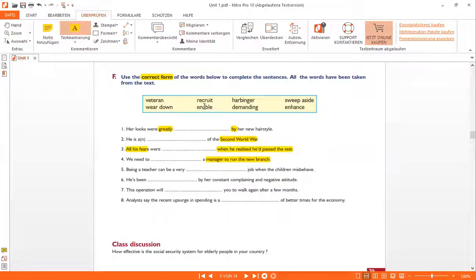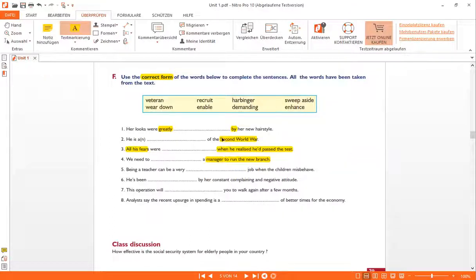Her looks were greatly enabled by her new hairstyle. Some people might pick this, but unfortunately it's wrong. The correct answer is enhanced. Her looks were greatly enhanced by a new hairstyle, okay? And the word greatly tells us that it took it to the next level. The hairstyle took the looks to the next level.